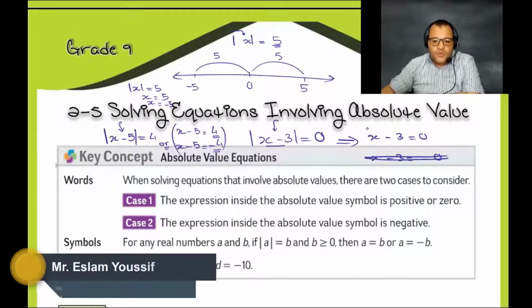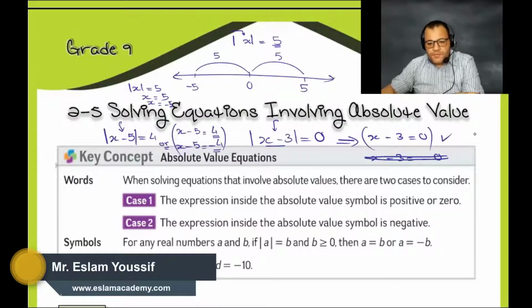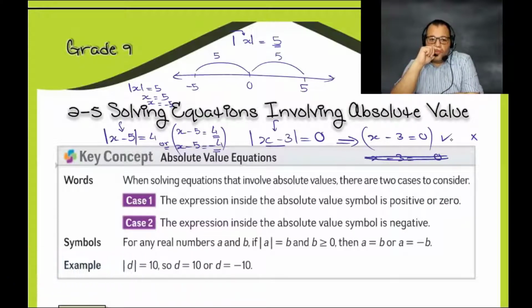Okay, so this one is right or wrong? Correct. Zero is correct. If you say it's wrong, please give me the reason. Okay, this statement is right. So from the absolute value we can find 0 or any positive number.